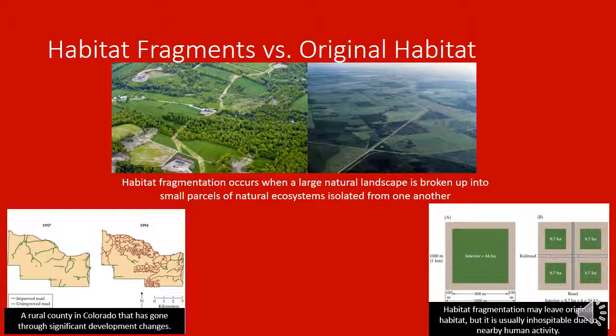Rural Colorado. This is a county from Colorado. If we look at 1957, here's the roads, and then 94, here's all the extra roads. So the habitat's been fragmented way more.